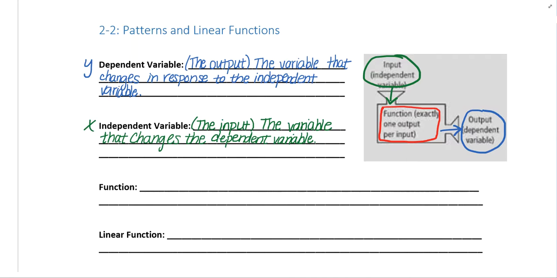Hi, welcome to a video from Math 1 for section 2.2, which is looking at patterns and linear functions. So let's start with some vocabulary.